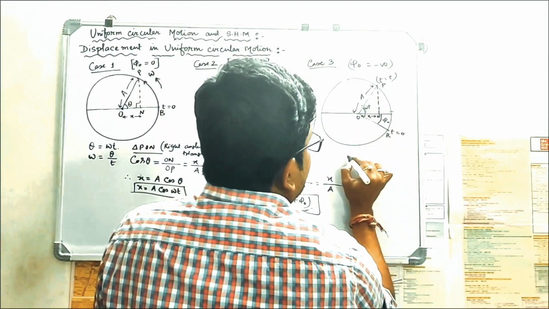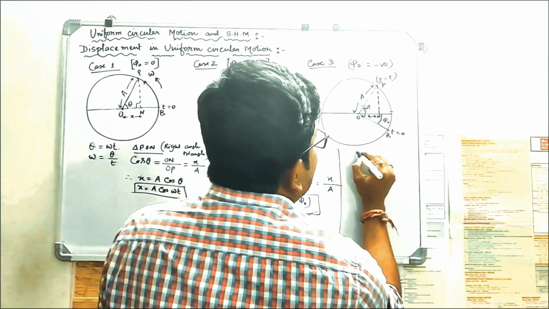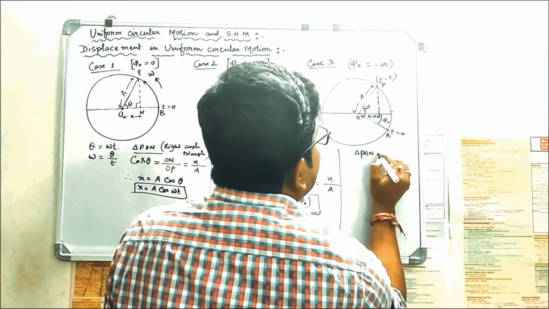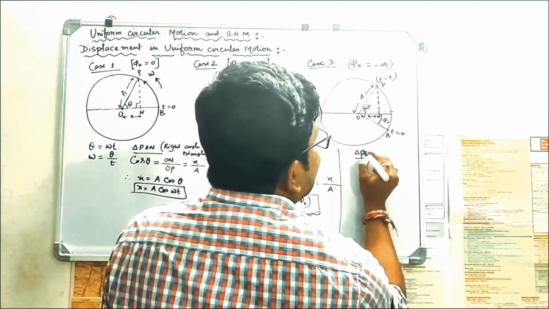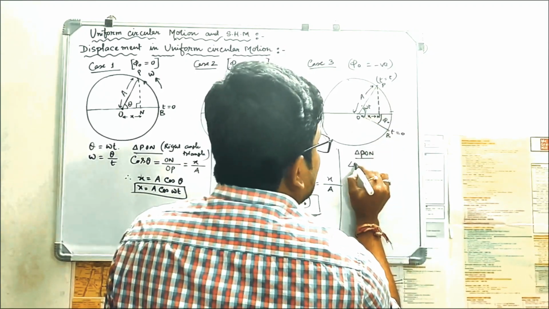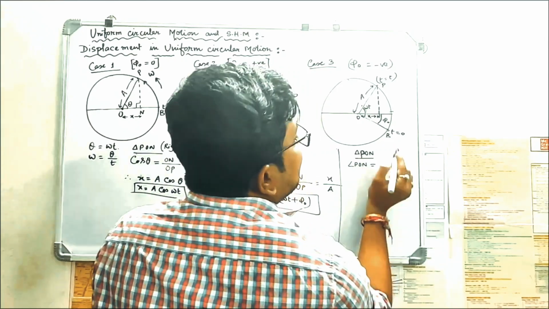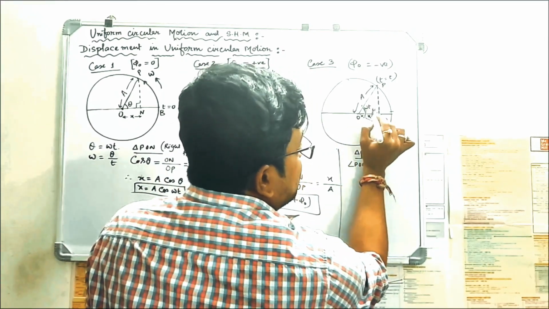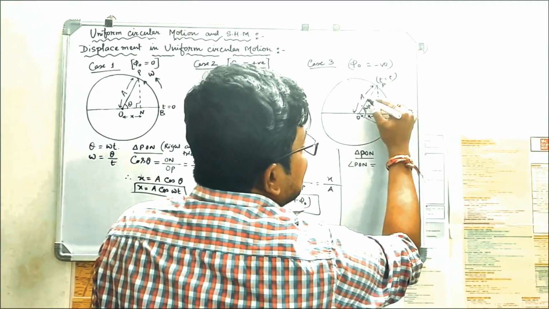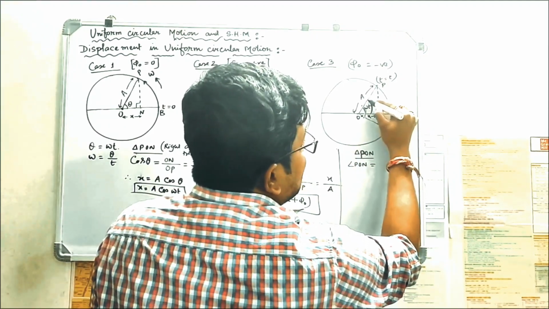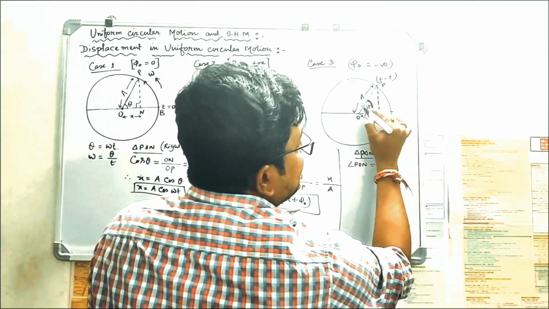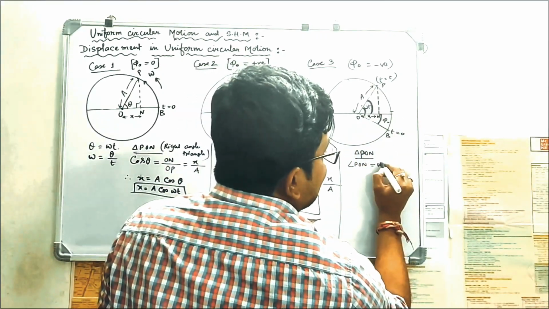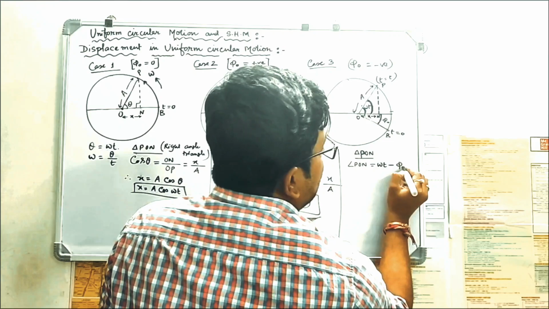So in case number 3, triangle PON is a right angle triangle. What is angle PON equal to? Angle PON is nothing but the whole angle omega t minus phi naught, because I want to get only this much of the angle, that means the total minus phi naught, which is omega t minus phi naught.